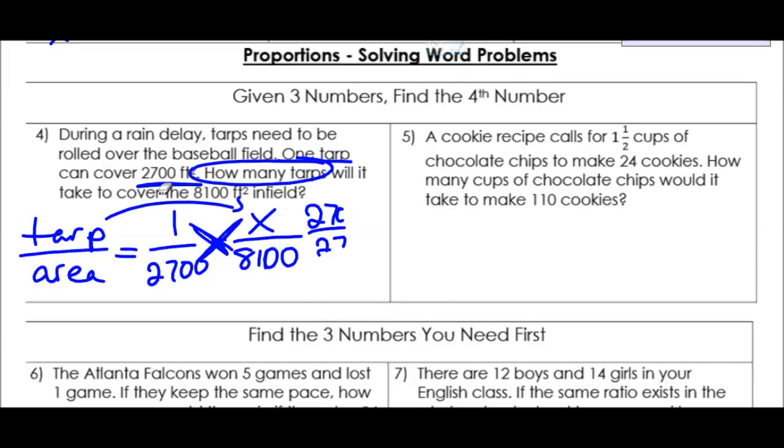All right, number 5 is talking about a cookie recipe calling for 1.5 cups of chocolate chips to make 24 cookies. How many cups of chocolate chips would it take to make 110 cookies? So we're talking about chocolate chips and cookies. How many chocolate chips will it take to make 110 cookies?